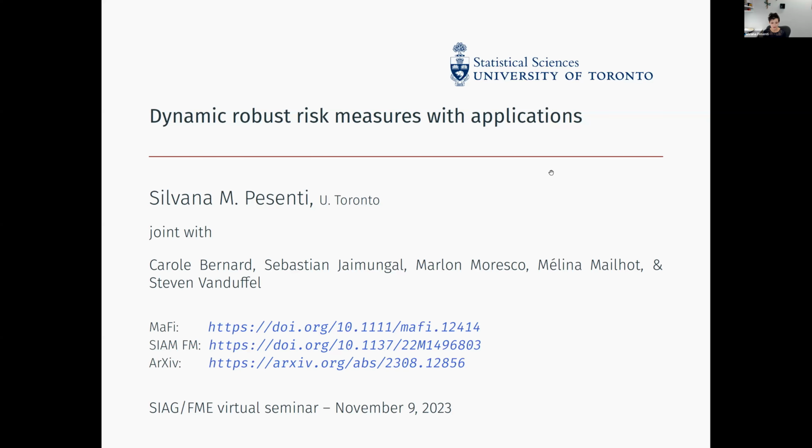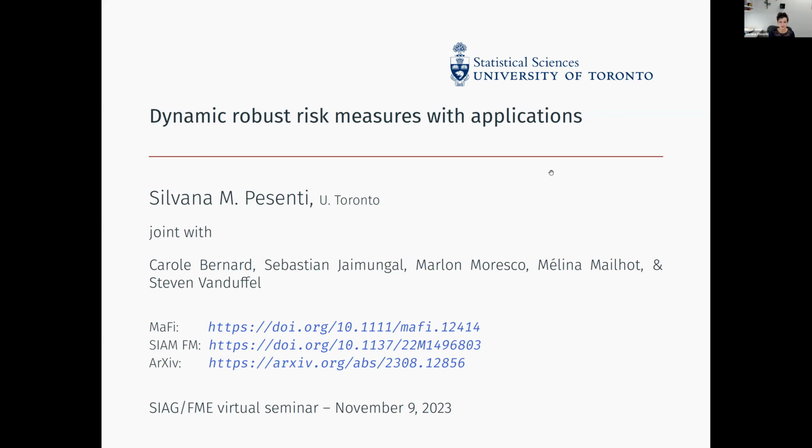So the work on the static case, the first paper, is together with Carol Bernard and Stephen Van Duffel, and then the application to portfolio optimization is with my colleague Sebastian Giamongo, and then the dynamic case is with two people from Concordia University, Marlon and Melina.